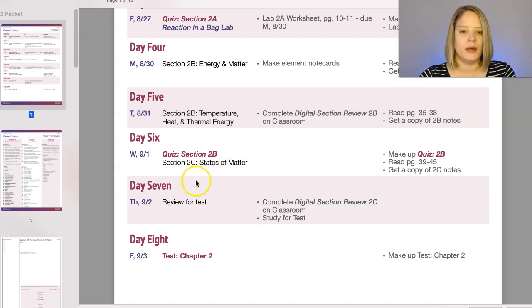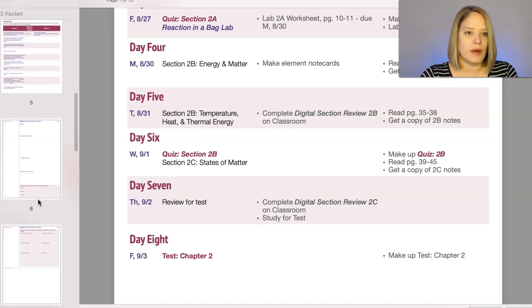and then we'll finish up the notes for the chapter by looking at section 2c. And all of this is heading for a test on Friday over chapter 2, all the notes. So even though I'm not going to be with you in class this week, we are going to keep to this schedule. And these homework assignments will be posted on Google Classroom.